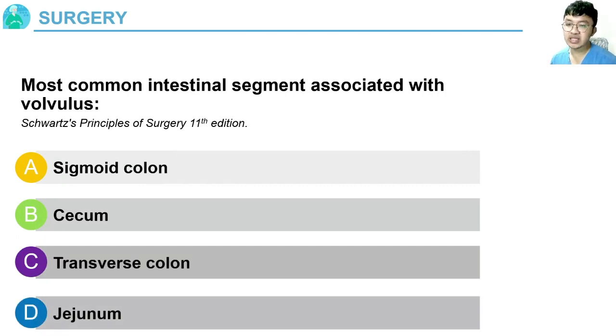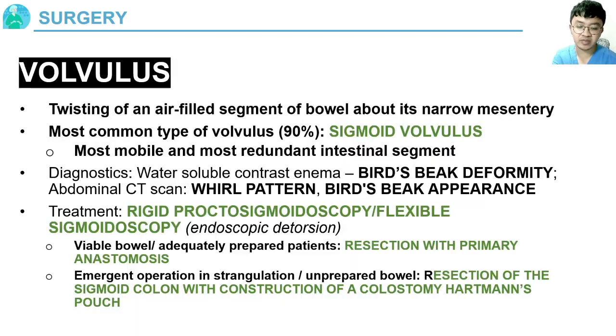Next, the most common intestinal segment associated with volvulus. So the most common intestinal segment associated with volvulus, the correct answer is actually letter A. So that's a typographical, that's an animation error. Correct answer here is the sigmoid colon.